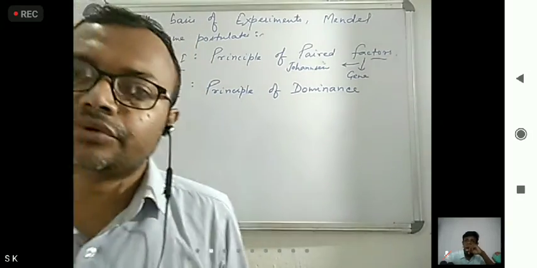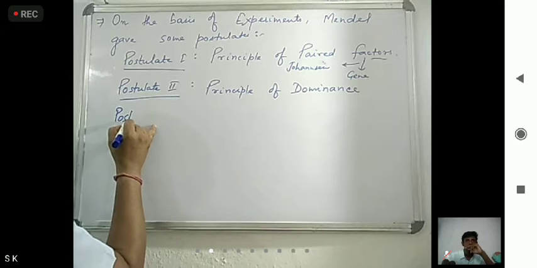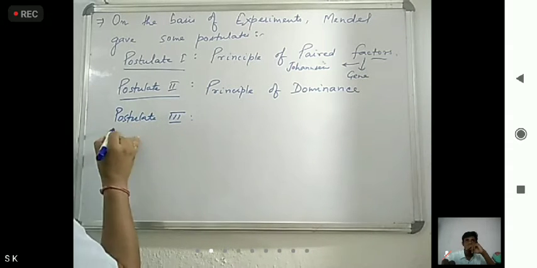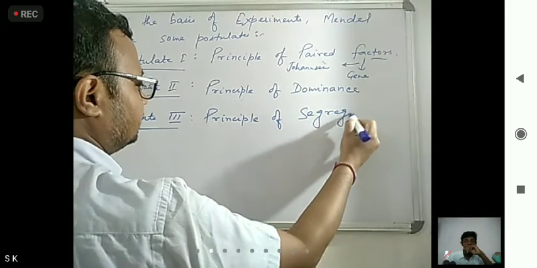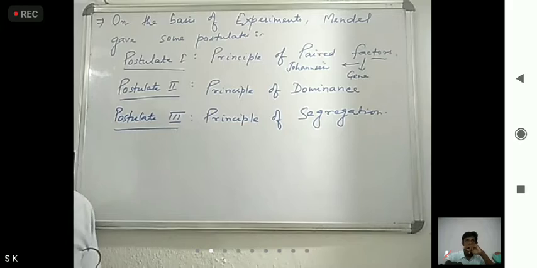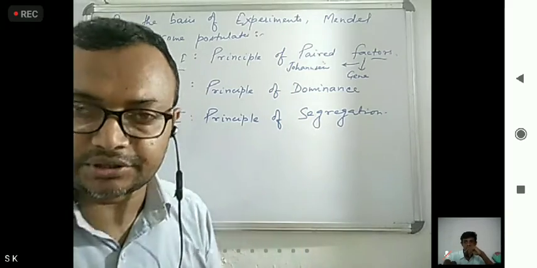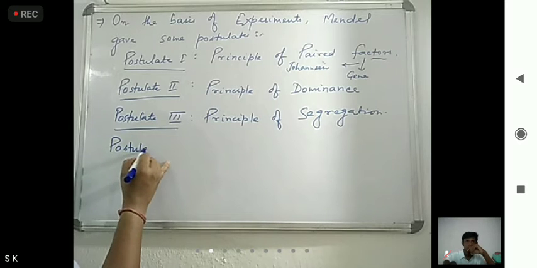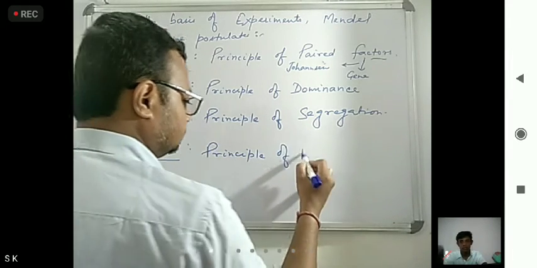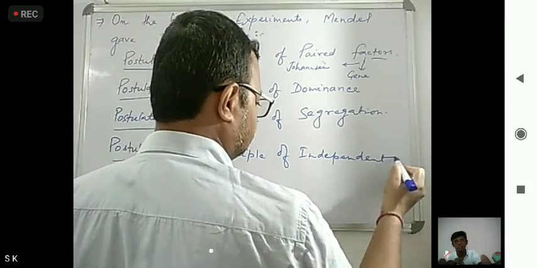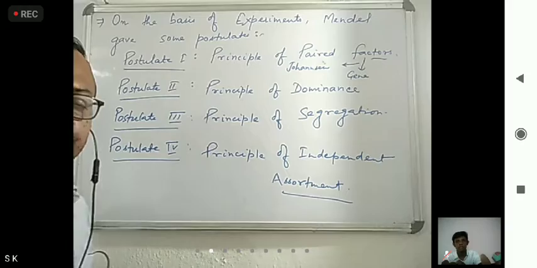Postulate 2 was the principle of dominance. Postulate 3 was the principle of segregation. Postulate 4 was the principle of independent assortment. Okay, so these 4 postulates were given by Mendel.